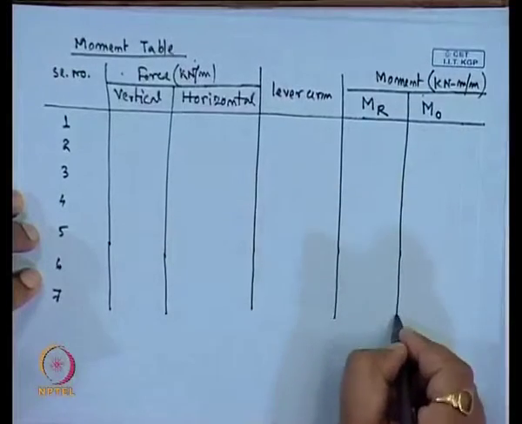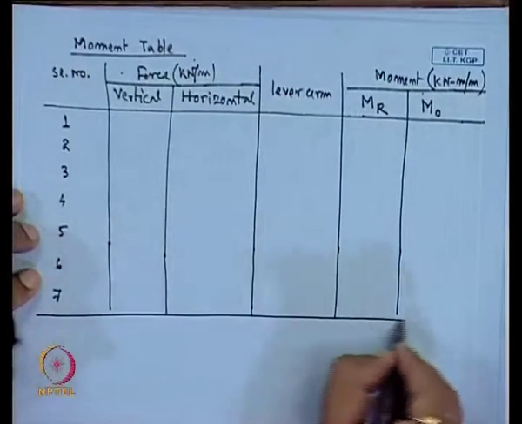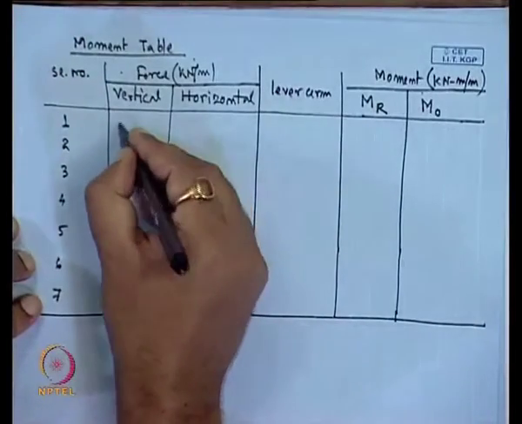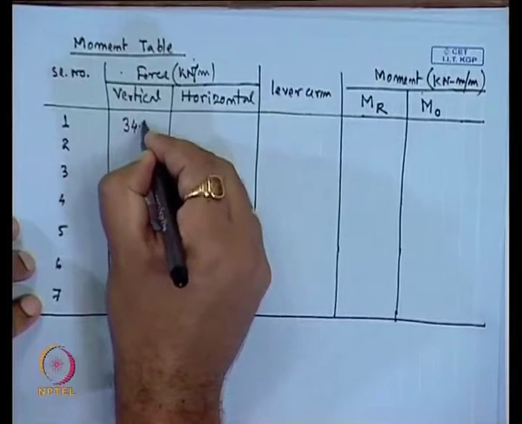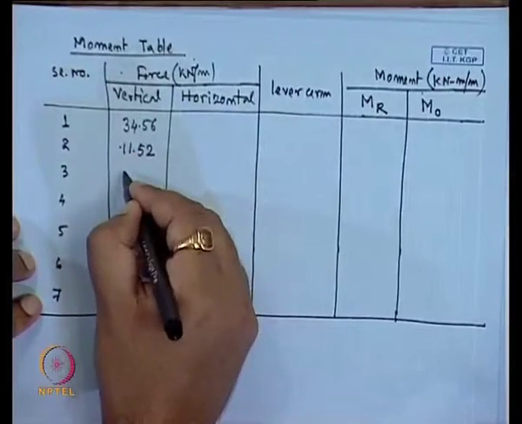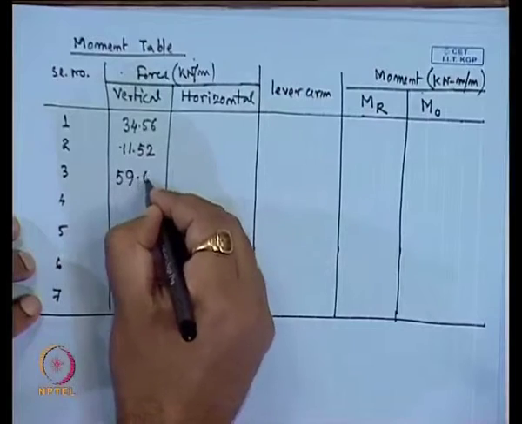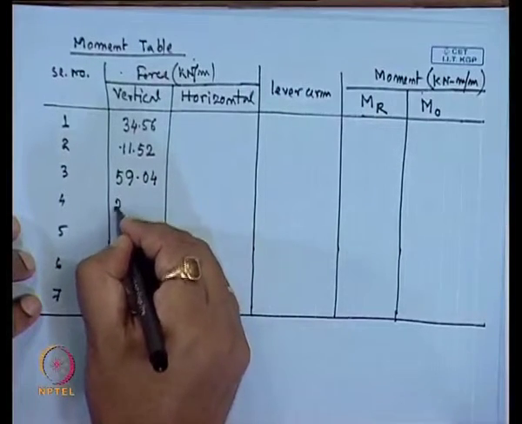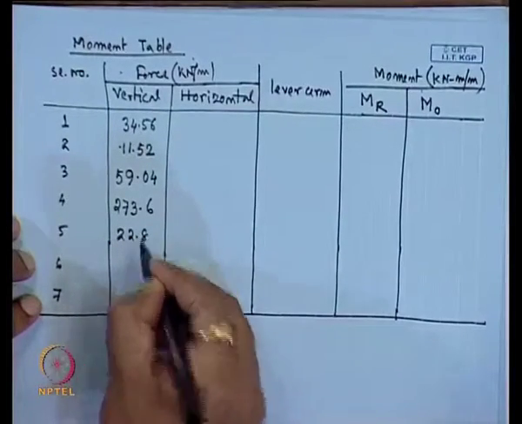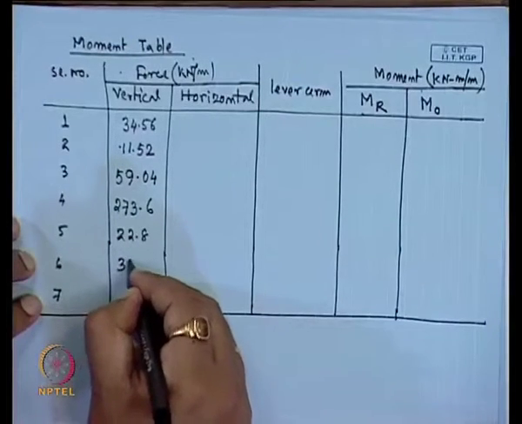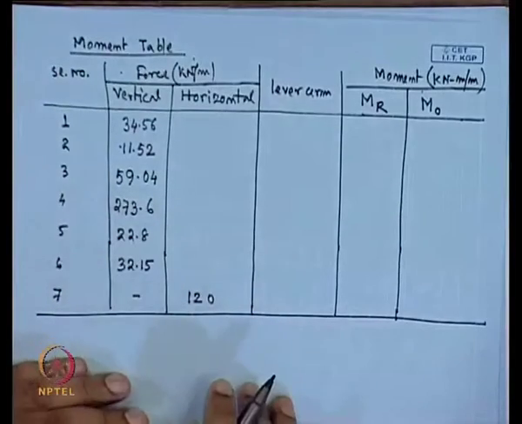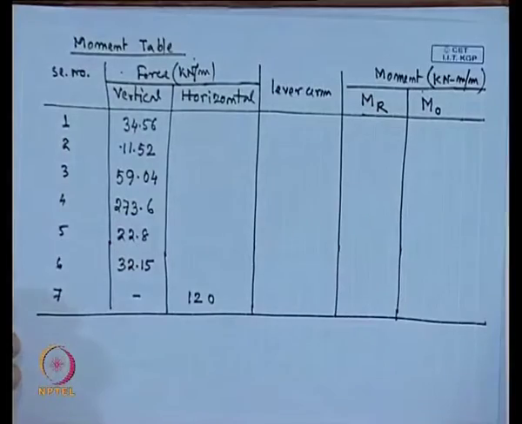From the force table we can write the values of these forces. The first vertical force for the first segment is 34.56, then the second one is 11.52, the third one is 59.04, the fourth one is 273.6, the fifth one is 22.8, the sixth one is 32.15, and the seventh one is 120, which is horizontal. Now, for each segment we have to calculate the lever arm.